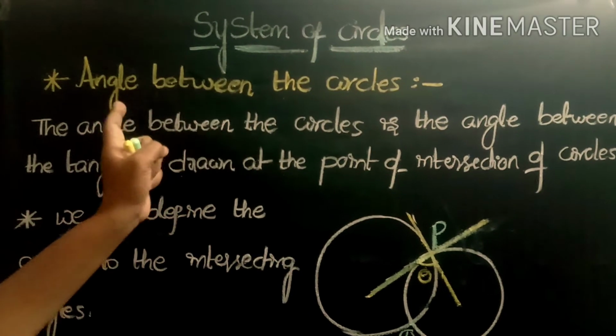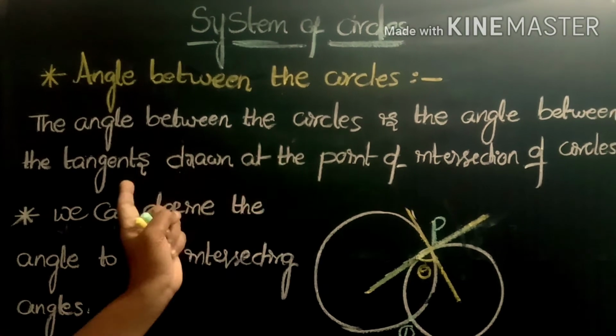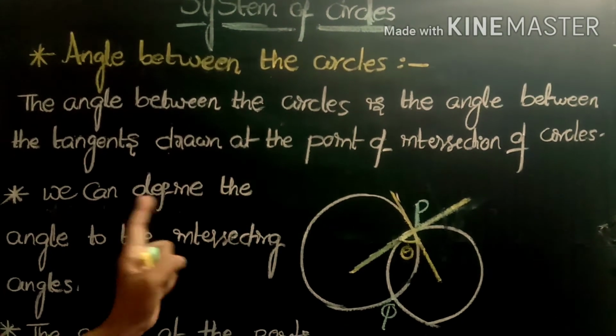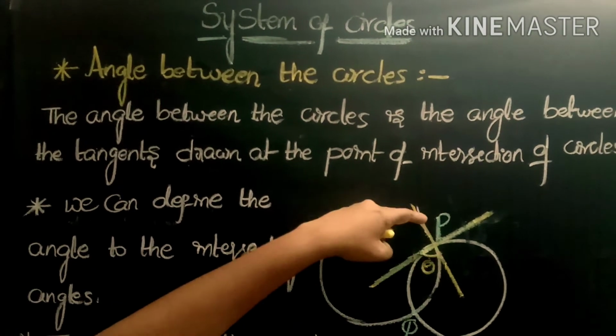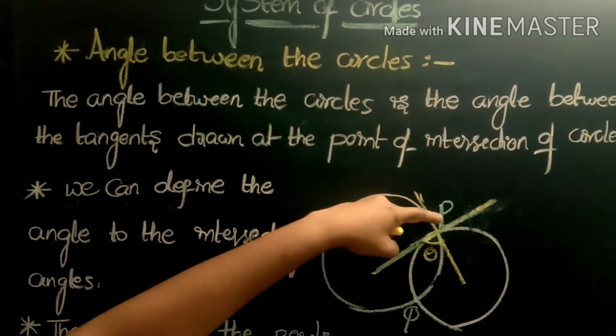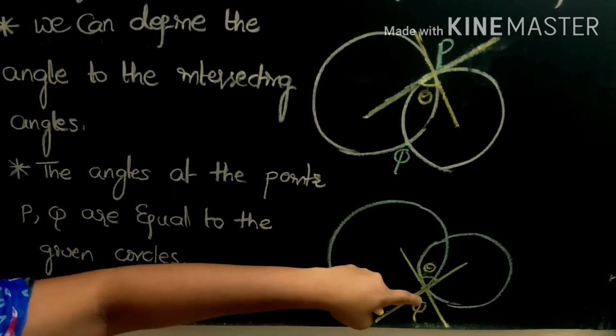Of the explanation, first the definition: angle between the circles. The angle between the circles is the angle between the tangents drawn at the point of intersection of the circles, that is, at the point of contact.